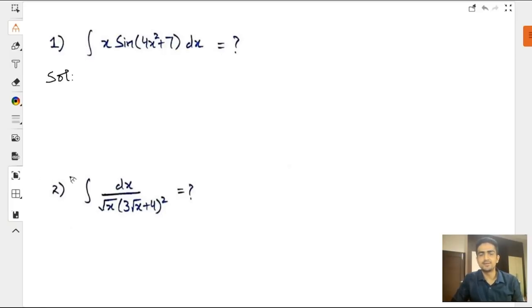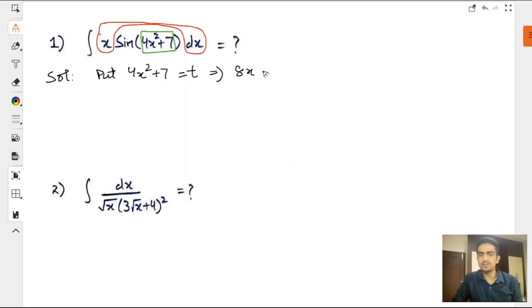We want to integrate this thing. The moment we realize that the derivative of this is there with dx, we substitute 4x squared plus 7 as t. So this implies 8x dx equals dt. Therefore, our integral becomes 1 by 8 sine of t dt.